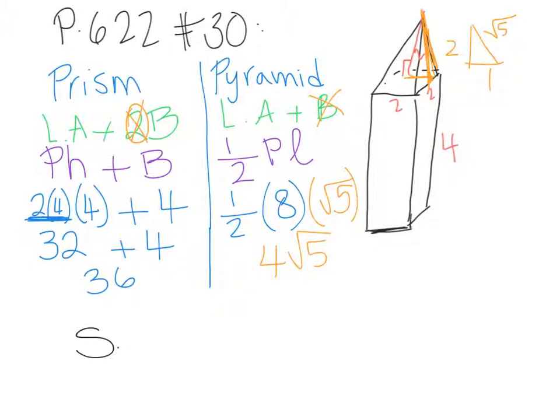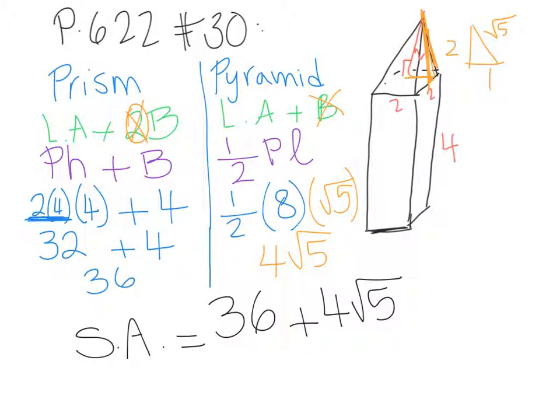The surface area is just adding these two together, but a lot of people would say 40 root 5, and that's not okay because 36 doesn't have a radical, so you should not combine it with 4 root 5. They're not like terms. If you decide to just plug it in your calculator and get a decimal, 36 plus 4 times root 5, and if I ask you to work with decimals, you'll end up with 44.9 meters squared. That's the surface area.